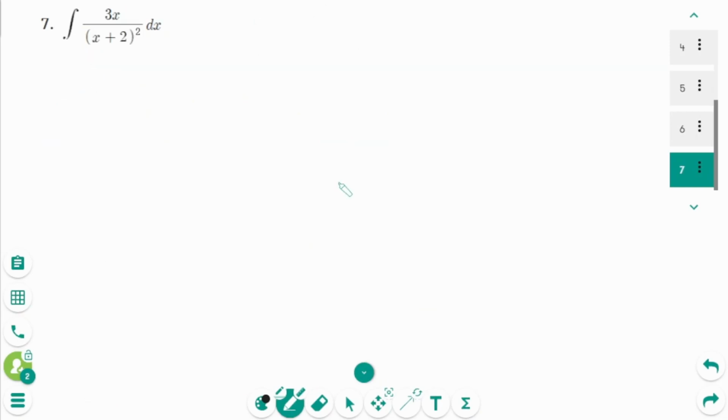This question is not simple. At first, students have no idea what u is. Let's put x plus 2 in the denominator as u. Let u be x plus 2, then du equals dx. From here, subtract 2 on each side, u minus 2 equals x.